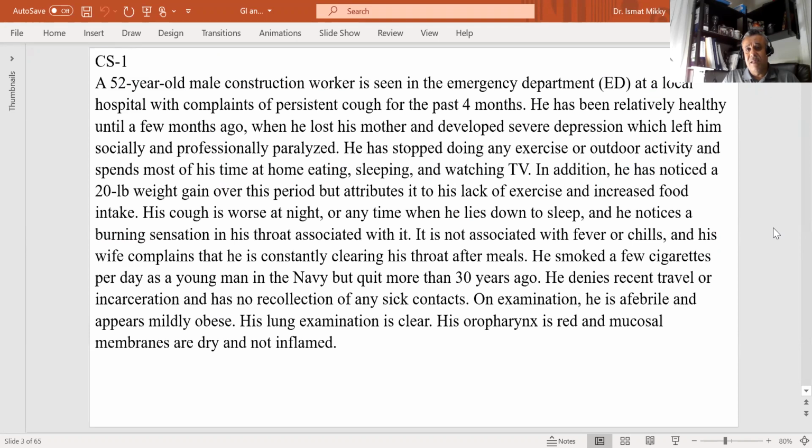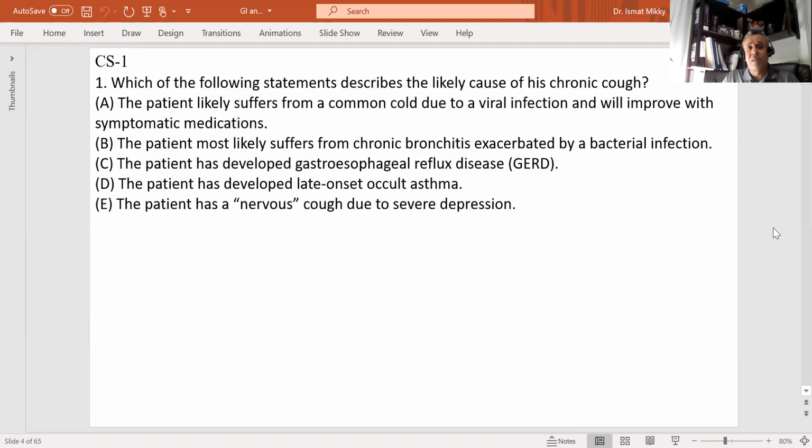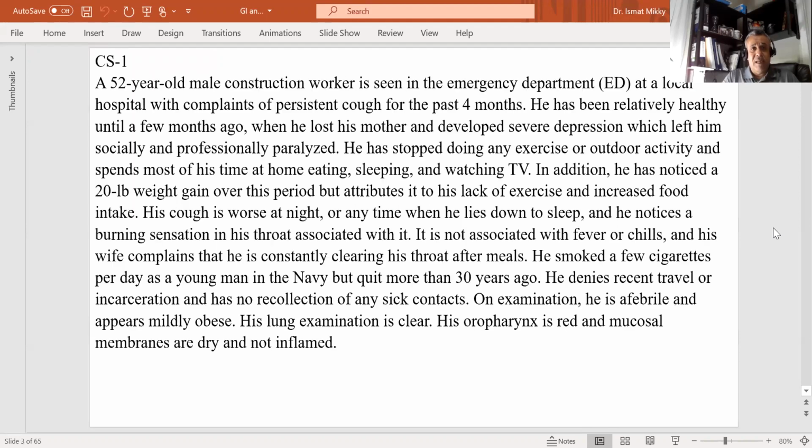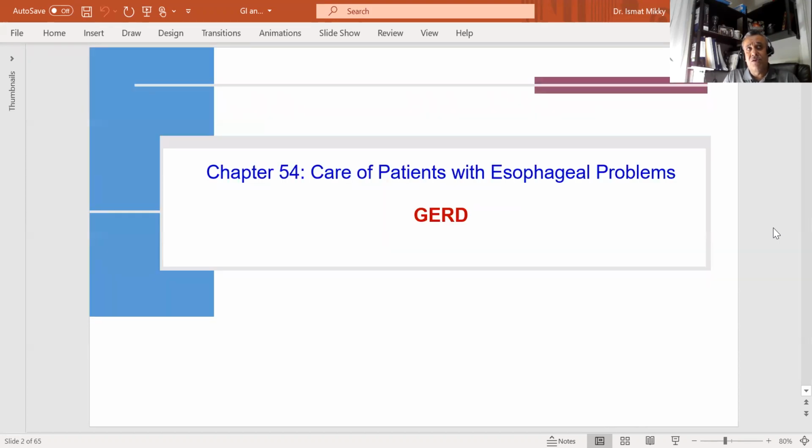We have a case study, and for the sake of time, I don't want to waste time reading from the slide, so you can read it on your own. I can just highlight certain things from the case study. But before we go to the case study, we can talk about the treatments.